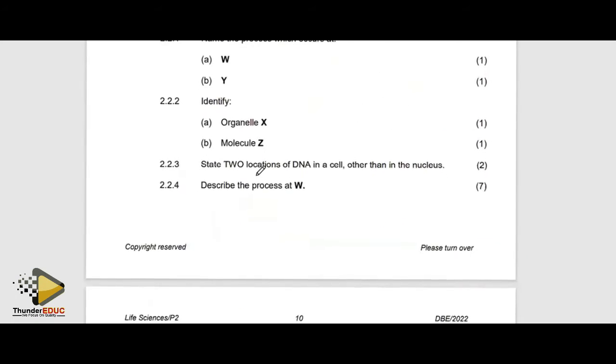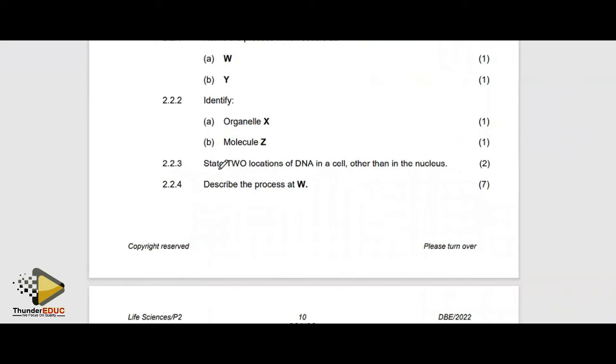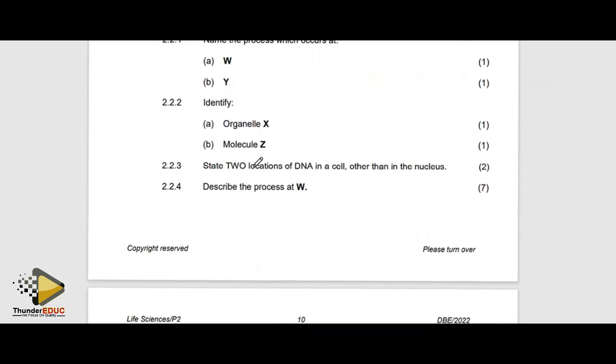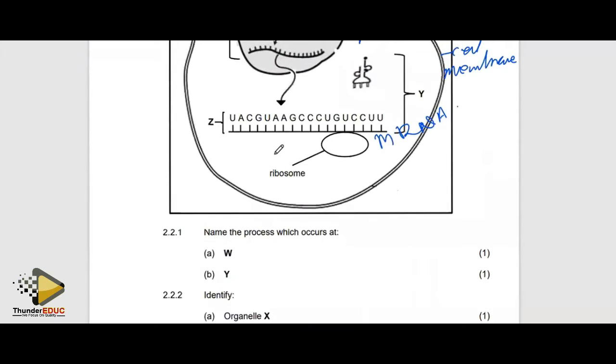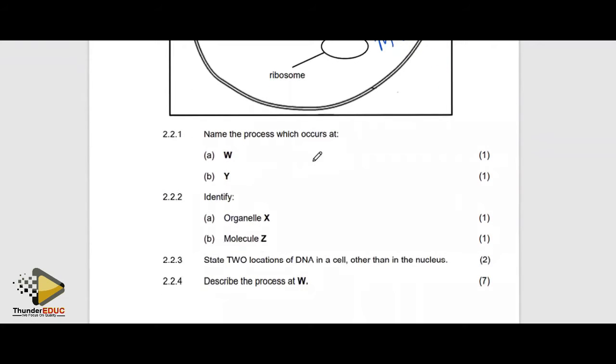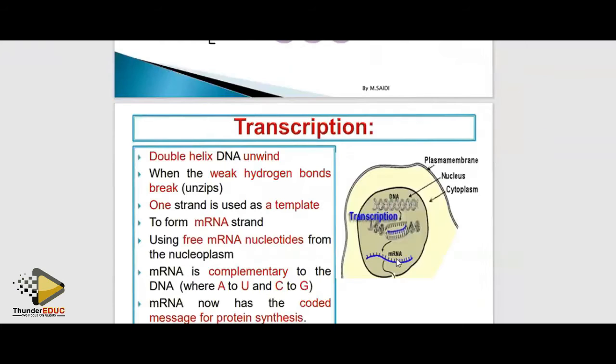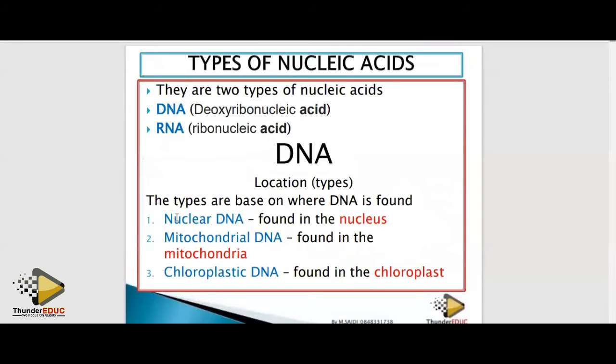Yes, and then they are saying state 2 locations of DNA in a cell other than in the nucleus. They are saying 2, we find it in the mitochondria and also in the chloroplast. So let's see it in our book. If we come here on the types of DNA, we shall see that if you have the nuclear DNA found in the nucleus, they say other than this. So we have the mitochondrial DNA found in the mitochondria, and then the chloroplastic DNA found in the chloroplast, meaning that that is the answer.